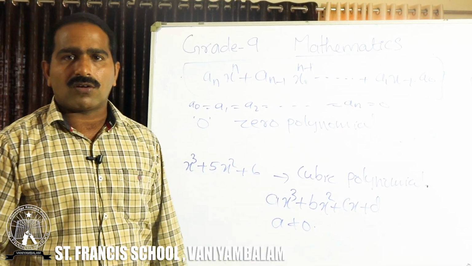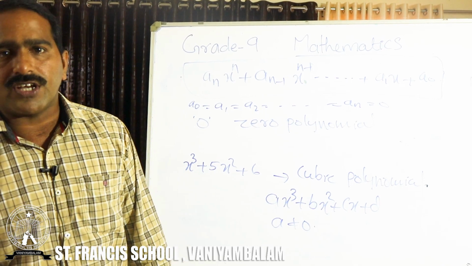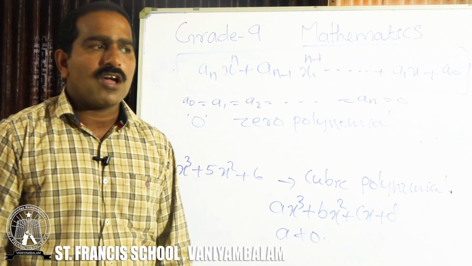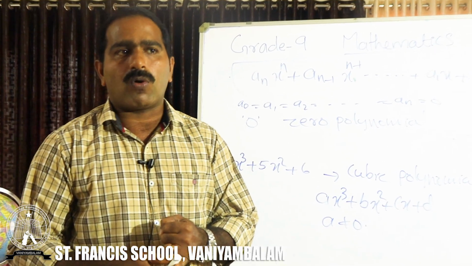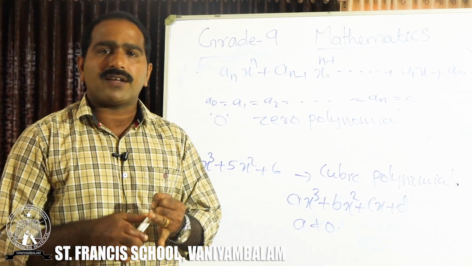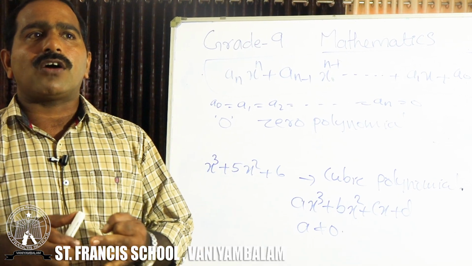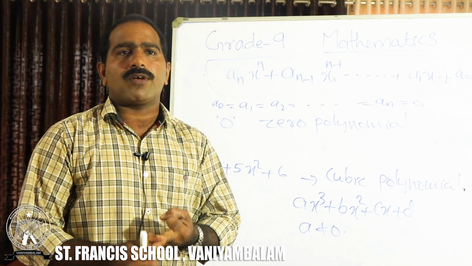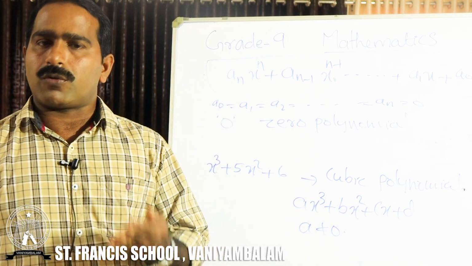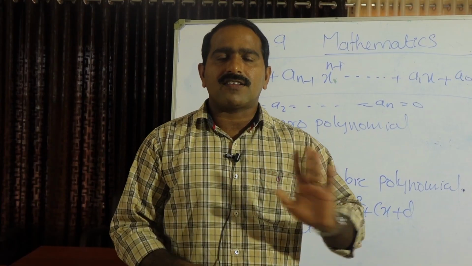So this is the end of this class. I will give some worksheet. You have to answer this worksheet. First, you have to find whether the given algebraic expressions are polynomials or not. Then you have to find the degree of the polynomials. Then you have to classify linear polynomials, quadratic polynomials, and cubic polynomials. This is for today.